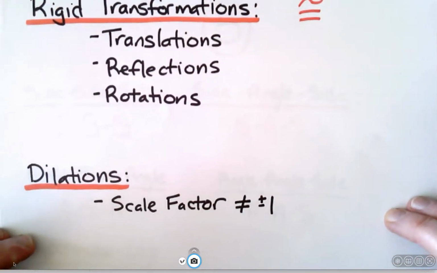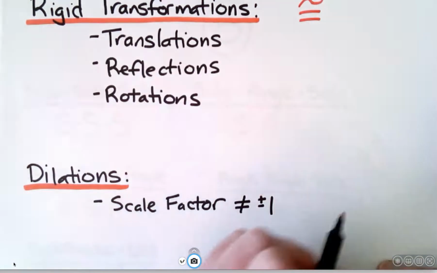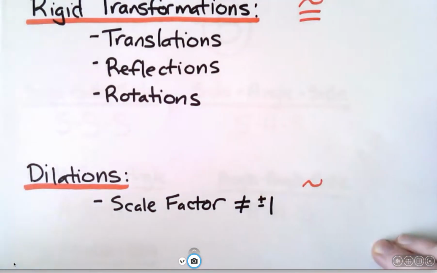A dilation, on the other hand, is when you multiply all the vertices by a scale factor. If you multiply a shape by a scale factor that is not positive or negative 1, you are going to change the size of the shape. It maintains its shape, but the size is different. So that results in similar shapes.